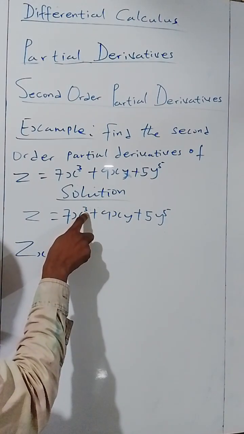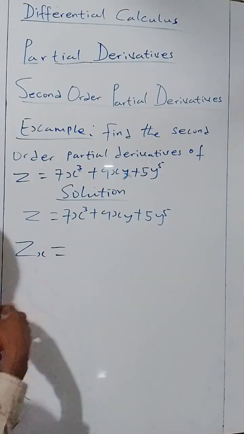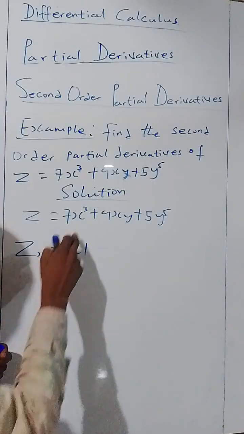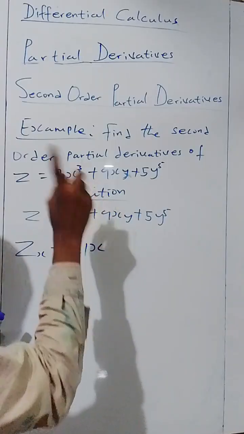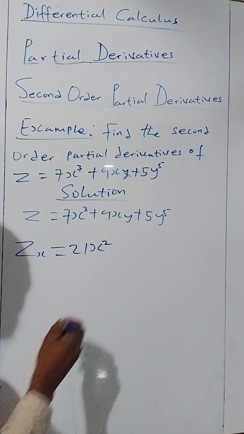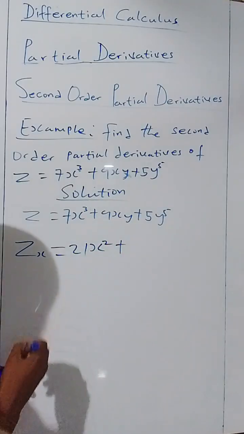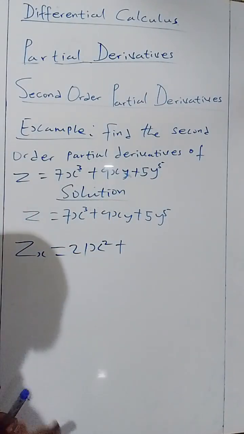So you bring down the power 3, you multiply by the coefficient, that is 3 times 7, you have 21. Then you write x. Then 3 minus 1, you subtract 1 from the power. So we have 21x squared. Then you have plus. You move to the next term. The next term also contains the relevant variable, it is x.